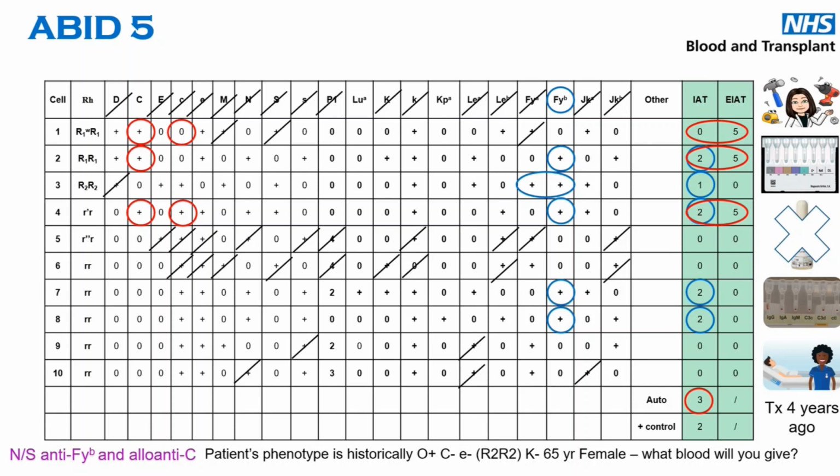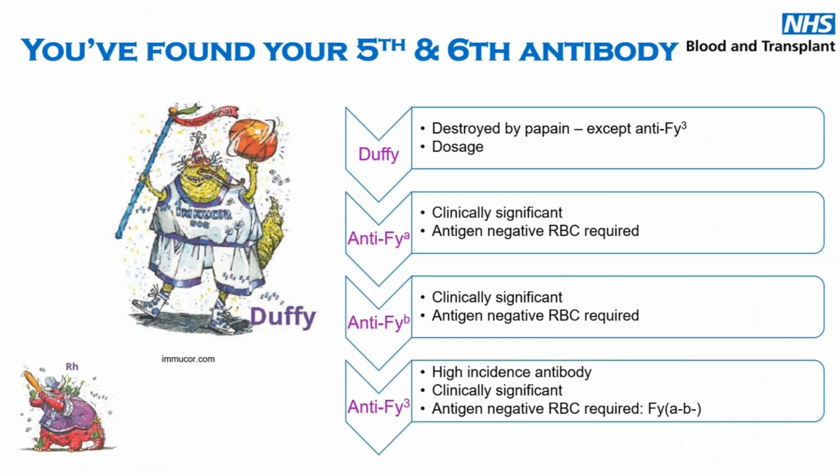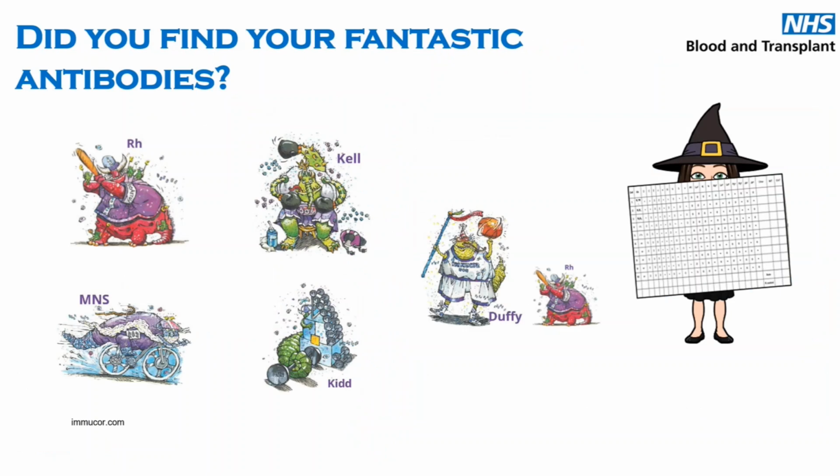You wouldn't have to give them big K neg because they're a 65-year-old female, not of childbearing potential, but it may be your policy to give big K negative blood if they've made other allo antibodies. But again, that's not what the BSH guidelines say you've got to do, so just check your local policy. And Duffy, just a quick overview there, destroyed by papain except for anti-Duffy 3. That tends to be the case with a lot of high incidence antibodies. These two are both clinically significant and you need to give antigen negative blood. And your high incidence one, these are the ones where you're going to have to give your Duffy A neg, Duffy B neg blood.